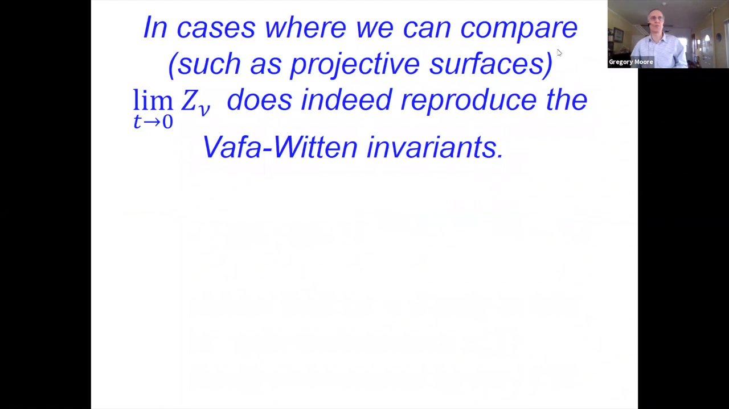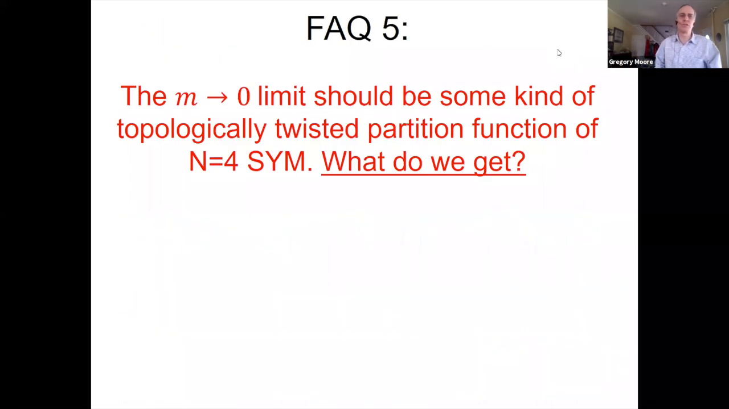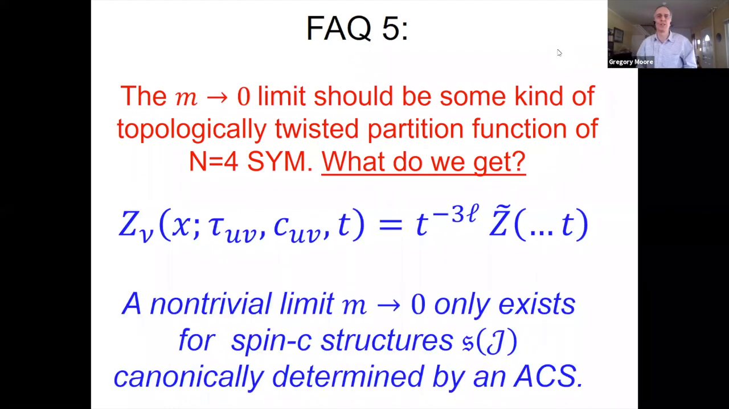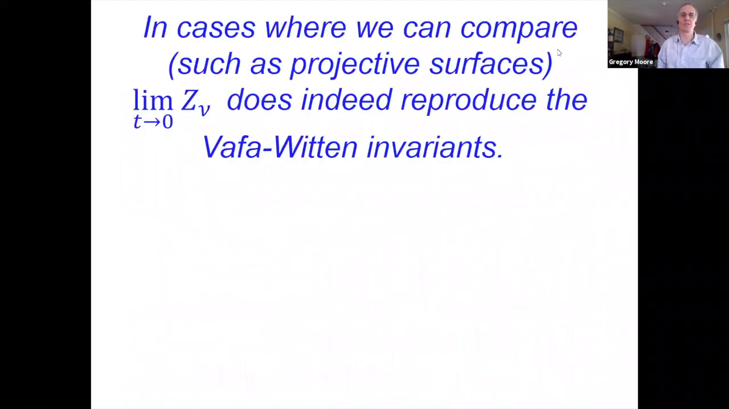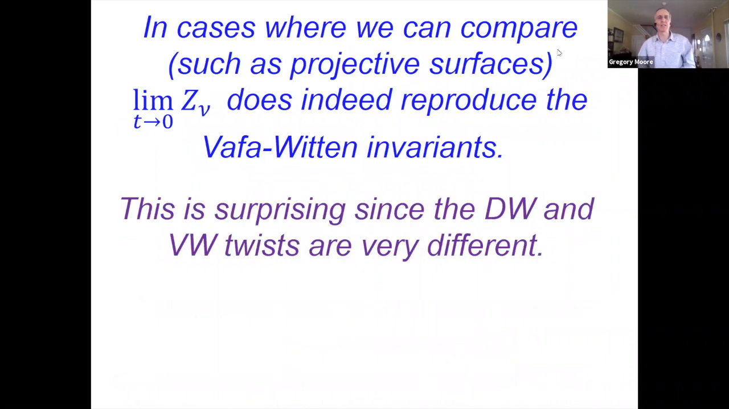And in cases where we can compare, such as projective surfaces, the limit does indeed reproduce the Vafa-Witten invariants. Why Vafa-Witten? Why should Vafa-Witten have anything to do with it? Well, as m goes to 0, as we just discussed, we get N=4 super Yang-Mills. Vafa-Witten is the renowned topologically twisted partition function of super Yang-Mills theory. But this is actually a little surprising because the Donaldson-Witten and the Vafa-Witten twists are very different.